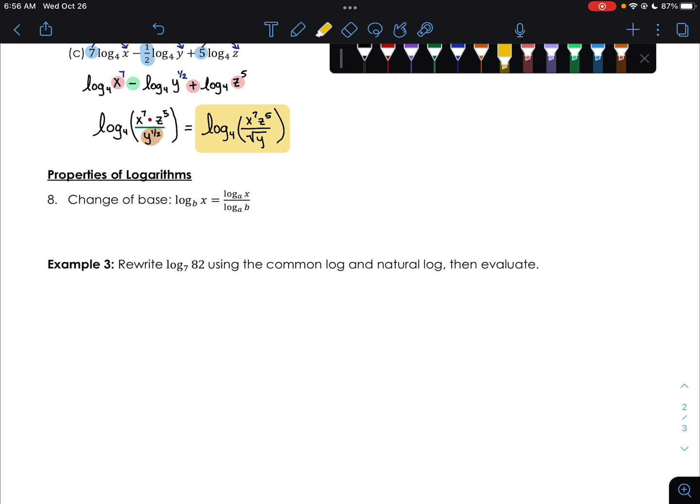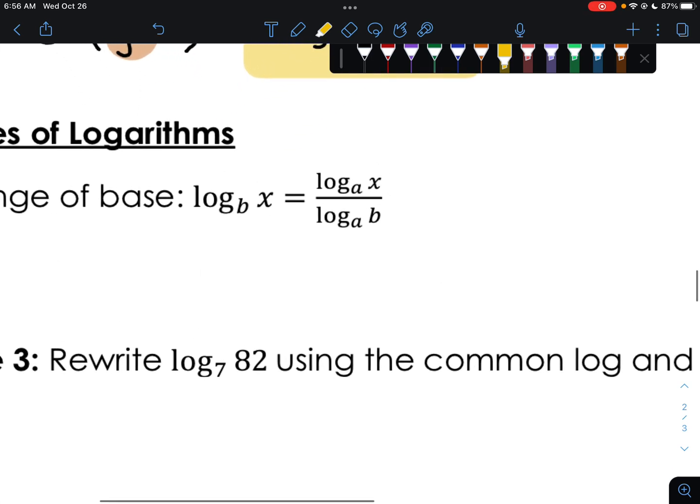The last property we have is the change of base. What this tells us is we can change the base of our log to anything we want as long as we follow this. How we do this is we do the log of our number over the log of our base. The new base in this change of base formula can be anything. Typically, when we do this, we like to use the natural log and the common log because those are just easier to work with. And sometimes our answers are just left in change of base form.